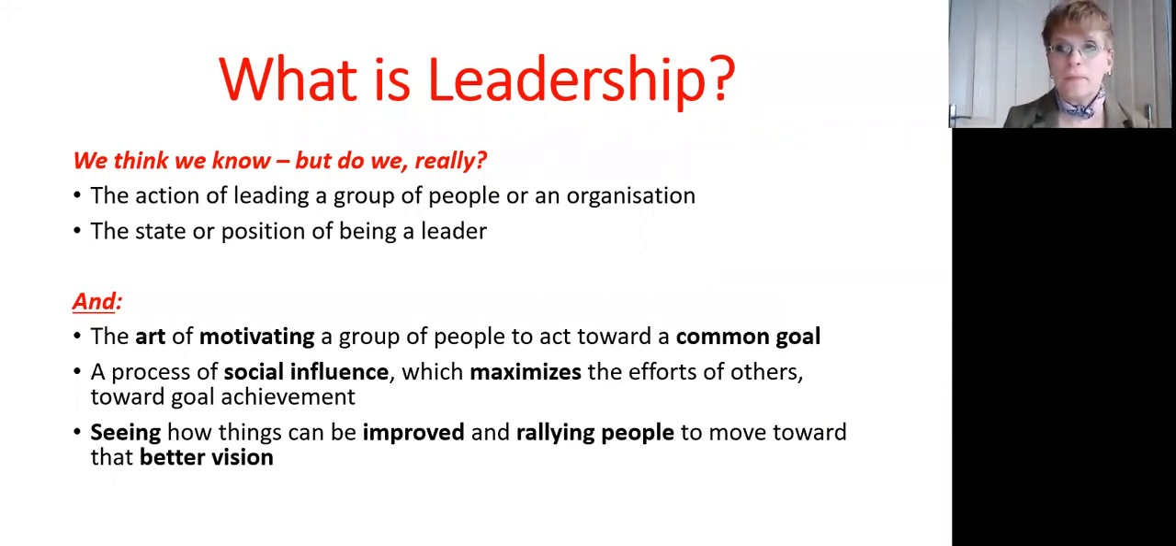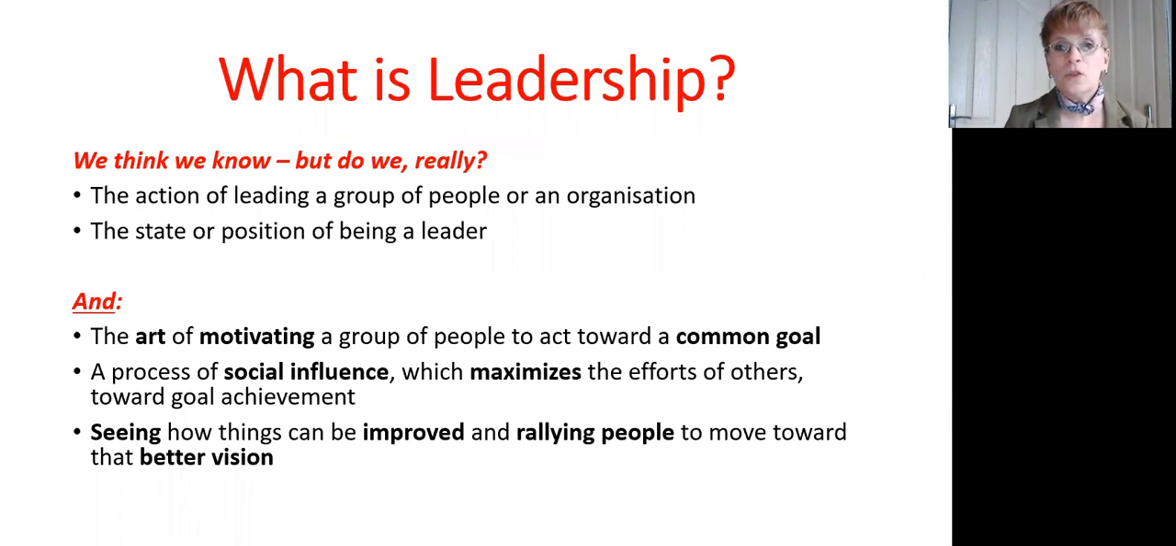But do we really? There are two very basic definitions that we all know well: either the action of leading a group of people or an organization, or for that matter, a government, or the state or position of being a leader. But there are a few more. The art of motivating a group of people to act toward a common goal. I rather like that one.